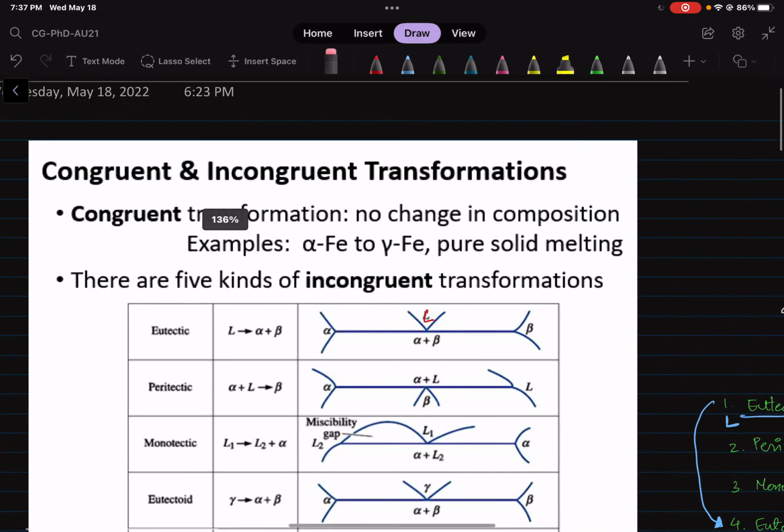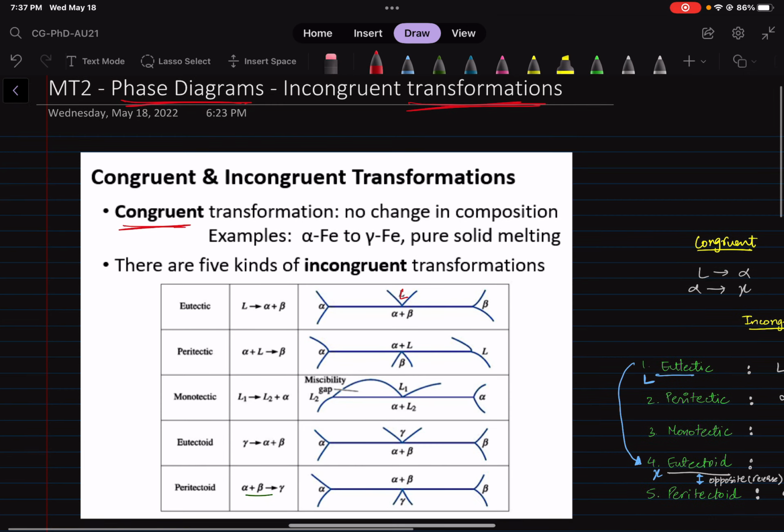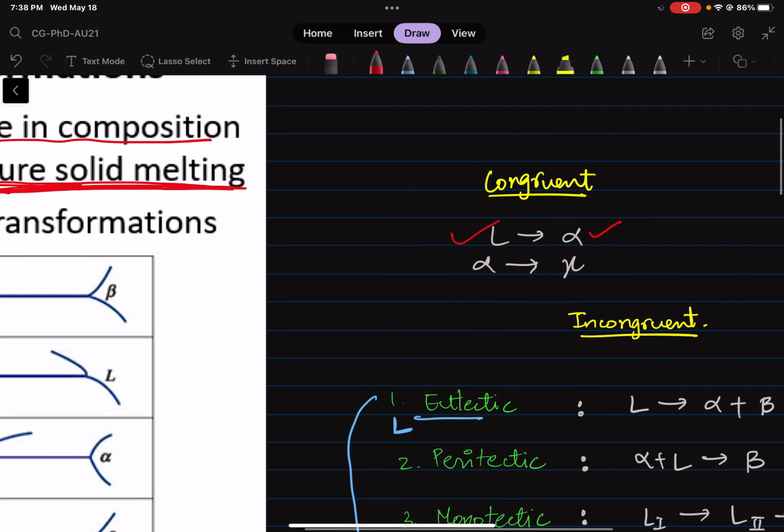Alright, so in this video, I wanted to cover information about incongruent and congruent transformations in phase diagrams, how to recognize those on a phase diagram, and how to write them down. For a congruent transformation, the important thing to note is that you have no change in composition. For example, one phase changing to another phase, just one transformation, with no multiple phases present. Or you could have a pure melting, meaning a liquid going to a solid, or one solid just going to another solid. These are examples of congruent reactions.